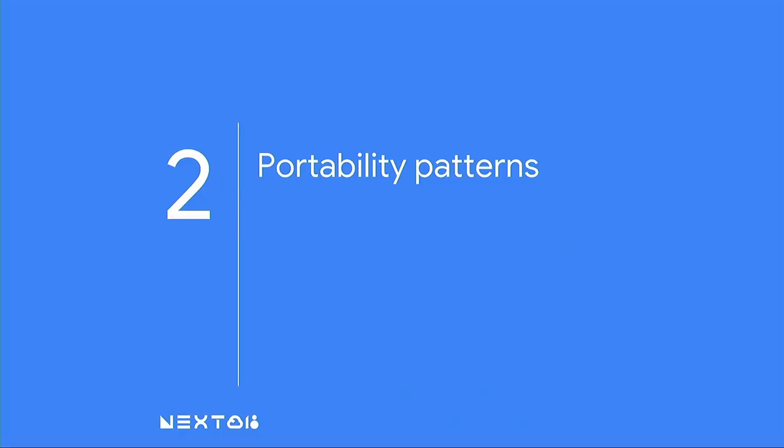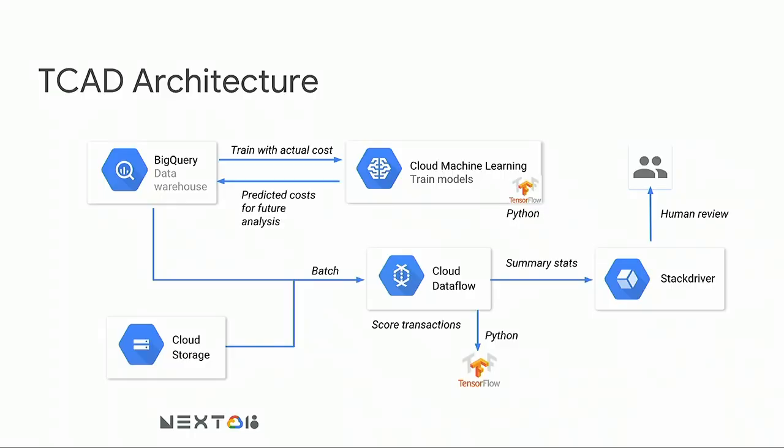Now, another pattern that we've been using in TCAD is portability. And to see that, let's take a look at the TCAD architecture itself. Now, let's start at the top left with training. We have our historical cost data stored in BigQuery, and we're training with that data on ML Engine. And then when it comes time for inference, which is the lower half of this diagram, we have our trained model stored in cloud storage, and we have a data pipeline, a cloud data flow pipeline, which also takes our historical cost data from BigQuery, the same source as training, and computes or estimates what our true cost should be, compares that against our actual cost, computes aggregates, passes them all along to Stackdriver, where we have dashboards and alerts, and if necessary, additional human review and further action.